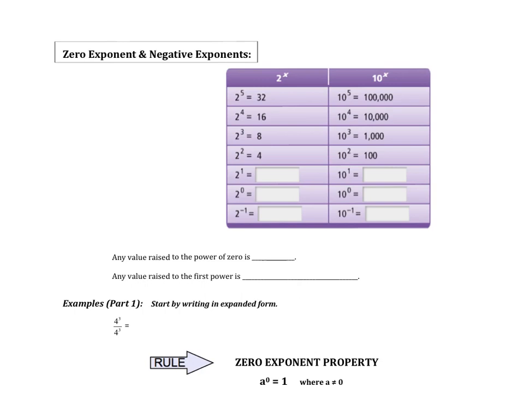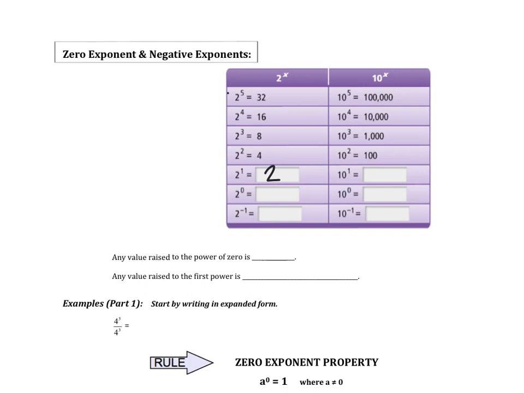If you look at the left column here, you see some calculations involving base 2 and different exponents of that base 2. 2 to the 5th power is 32, 2 to the 4th is 16, 2 to the 3rd is 8, 2 squared is 4. What is 2 to the 1st power? 2 to the 1st power is just 2. Look at the pattern that's happening here.